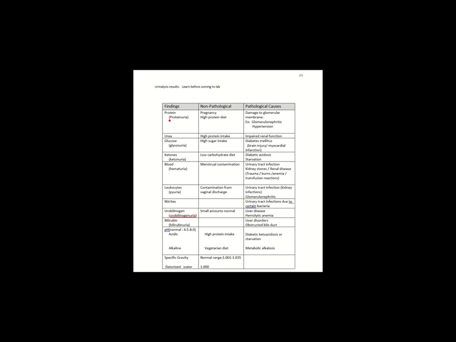So first, we see protein that we might find in the urine. And when we find protein in the urine, the term for that is proteinuria. Some non-pathological causes from that could be pregnancy. This is actually the way pregnancy tests work. Pregnancy tests check for protein in the urine. They're just more specific. They're looking for certain proteins in the urine.